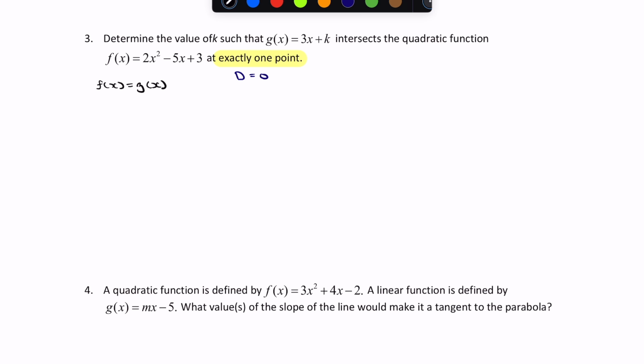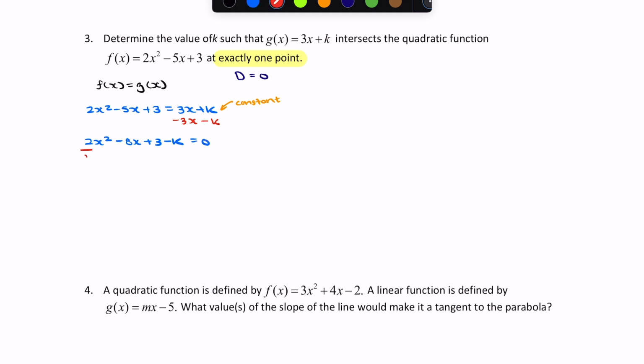And so here we have 2x squared minus 5x plus 3 is equal to 3x plus k. Here we'll move everything to the other side, so minus 3x. And here we'll subtract by k, and here k will be considered a constant. So here, if we rewrite our equation, we get 2x squared minus 8x plus 3 minus k is equal to 0.